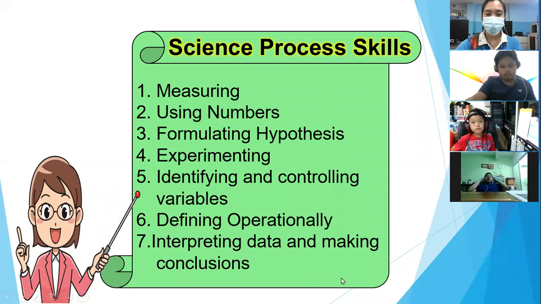When you want to know many things about science or the things around us, we need to follow certain rules. And these are the science process skills. Like when we do an experiment, we need to measure, right? We need to measure the ingredients or the things that we want to experiment with. Also, number 2, we need to count how many things we need to use.